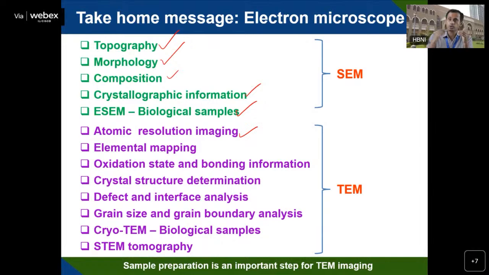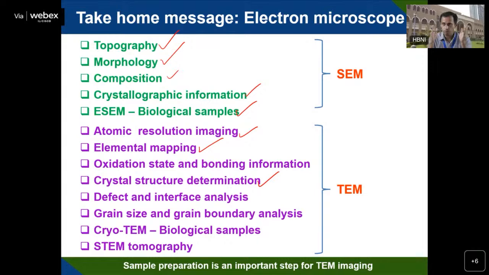You can also use EDAX for element analysis and elemental mapping, and find oxidation state and coordination number information using electron energy loss spectroscopy. You can determine the crystal structure by analyzing the electron diffraction pattern using the equation L lambda equal to R d, so you can find d and get the crystal information. Defects such as grain boundaries, dislocations and stacking faults can also be measured. You can use cryo-TEM for biological sample analysis, or scanning probe microscopy for better information about surface topography.